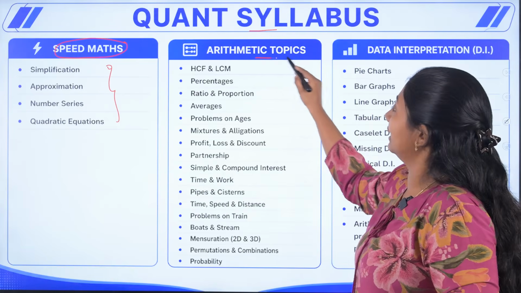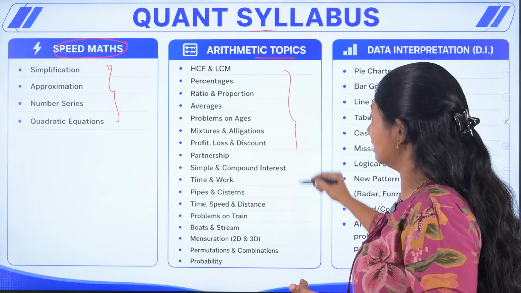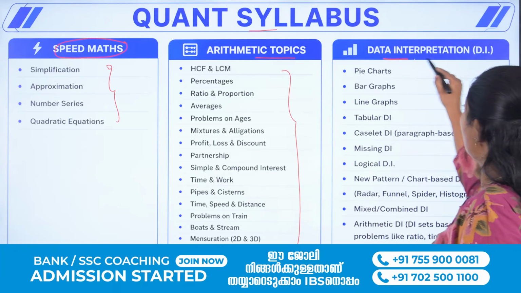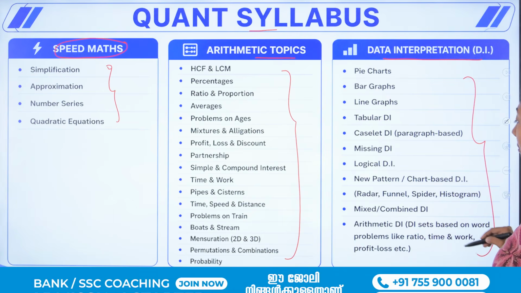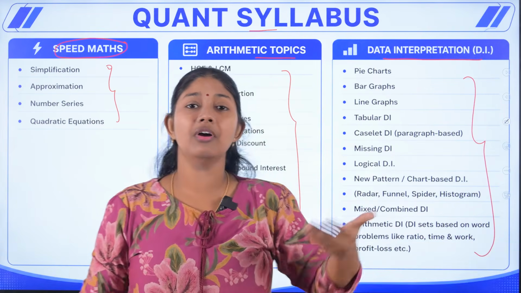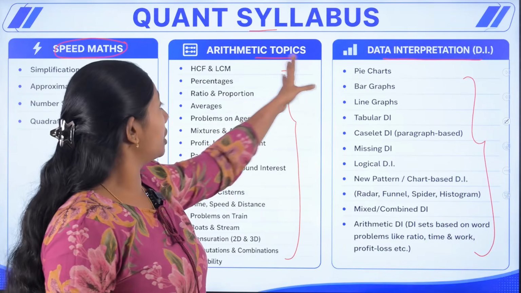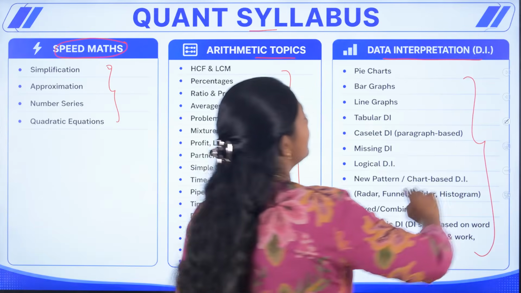Then you have the arithmetic topics. All these are designed in a proper way. I'll explain you in detail. These are the arithmetic topics. And then you have the data interpretation. That means analyzing the pictorial representation and finding out the values. That means analyzing the data. So this is the way quant syllabus has been distributed.